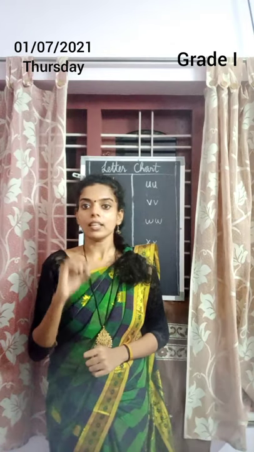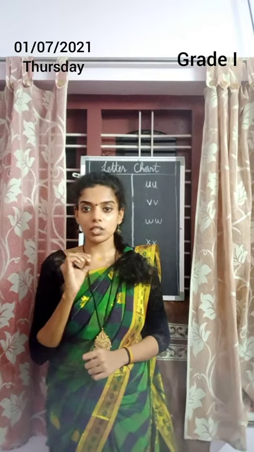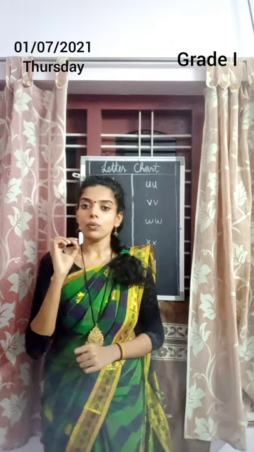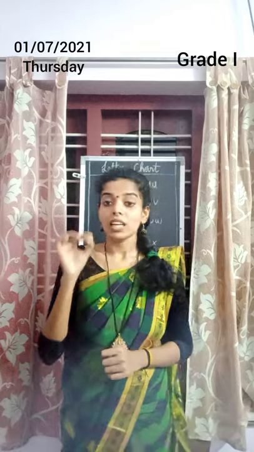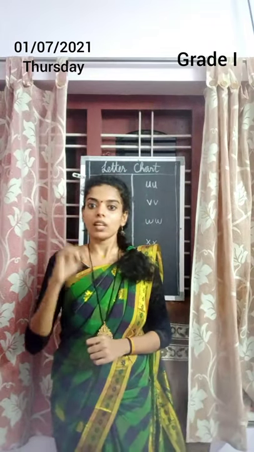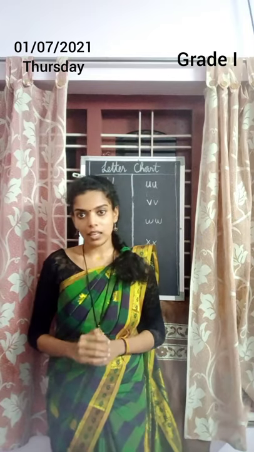The next one is I. What's the pronunciation? What is the sound of I? The sound of I is E. Examples: igloo, iguana, insect, inside, in. Okay.